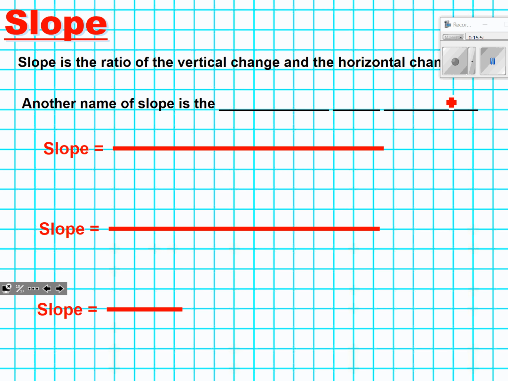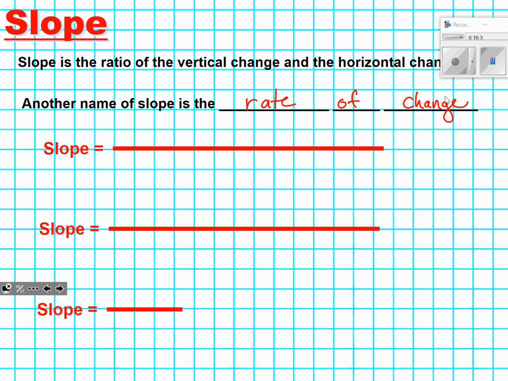So let's use some vocabulary words that you guys need to know and memorize. So slope is the ratio of the vertical change and the horizontal change. From now on, instead of using the word distance, I'm going to use the word change. Slope is the ratio of the vertical change and the horizontal change. Please write everything that I'm going to write now. Another name of slope is the rate of change. So it's just a ratio.